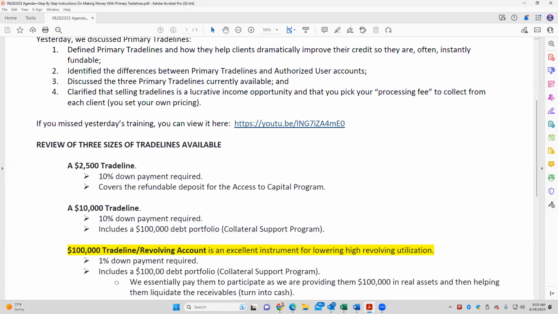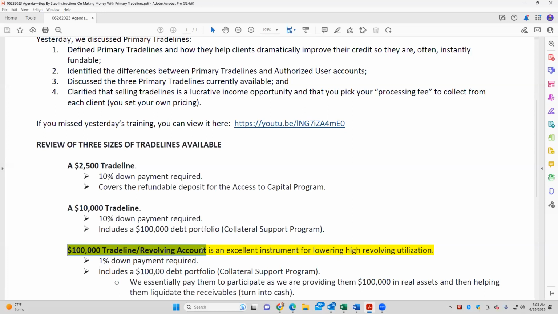With it, there is, again, the collateral support program. The $100,000 debt portfolio is included. So we don't sell trade lines, but instead, the micro lender that we work with is able to extend a $100,000, this is real, $100,000 revolving account trade line that reports on their credit, primary, not authorized user.